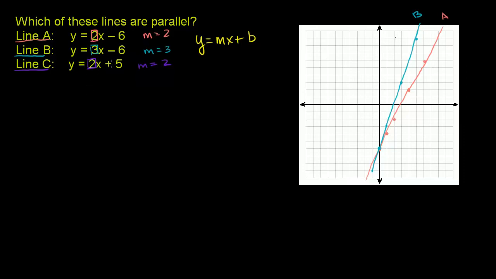The y-intercept is 5. So 0, 1, 2, 3, 4, 5. The point 0, 5 is the y-intercept. And its slope is 2. So you increase by 1 in the x direction, you're going to go up by 2 in the y direction. If you decrease by 1, you're going to go down 2 in the y direction. You're going to have a bunch of these points.